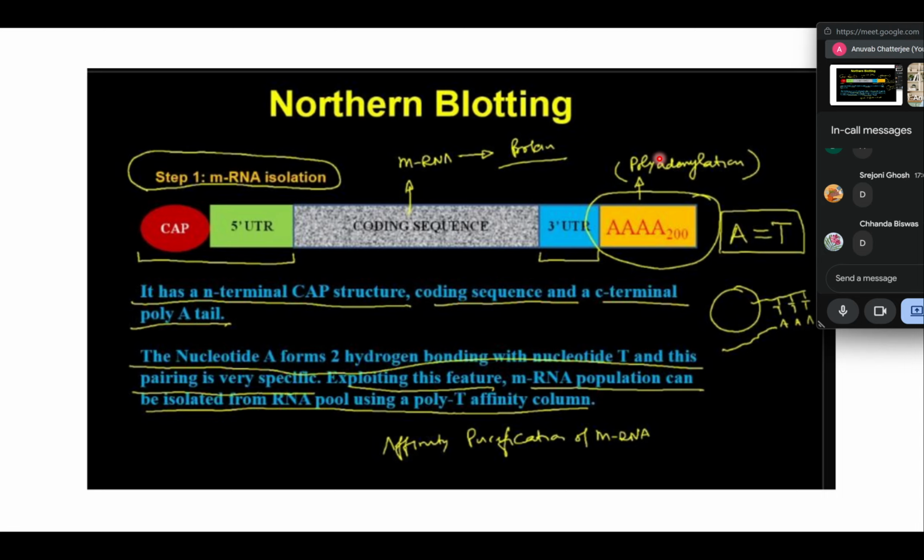When you isolate RNA from a particular cell or tissue, the process is known as Trizol extraction. We have done that as well. So when you do Trizol extraction, you actually get all the RNA in the cell.